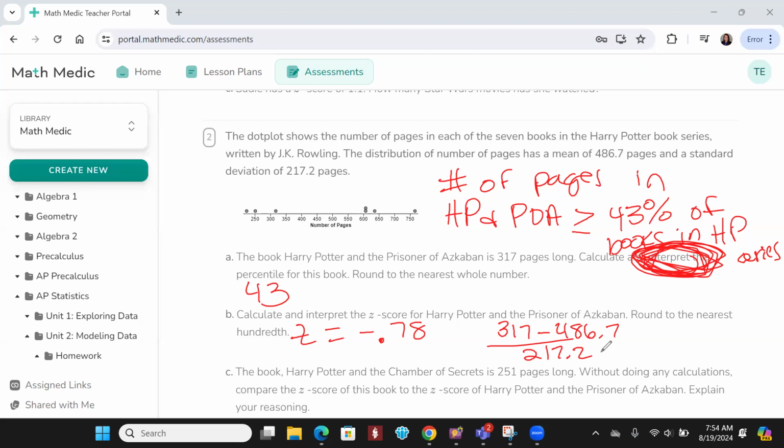Here's the mean in the middle. Is the Chamber of Secrets less than the mean? Yes. Is it less than the Azkaban book? Yes. So it's going to be lower, or negative, because it's farther away from the mean. Less than. So the Chamber of Secrets will be lower than the z-score for the Prisoner of Azkaban, because it's lower than the mean. Everybody okay on that?